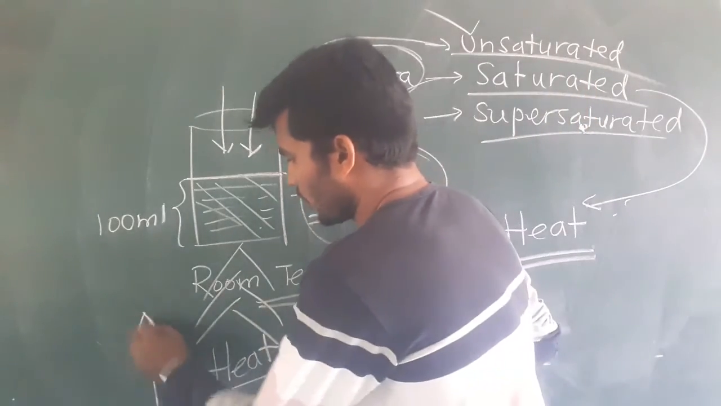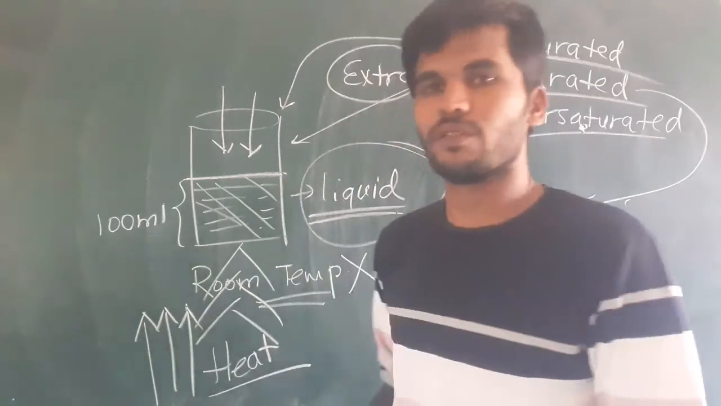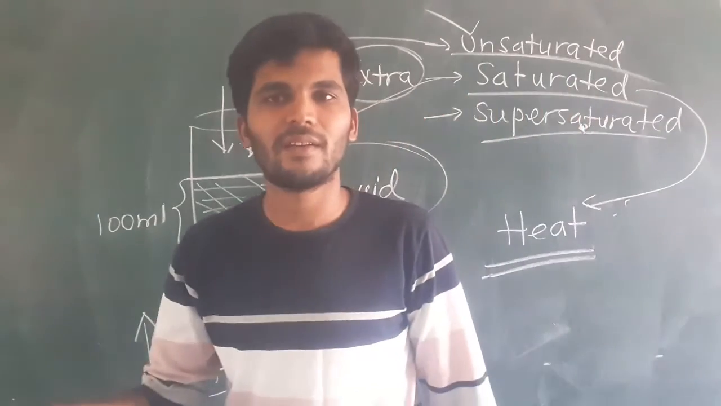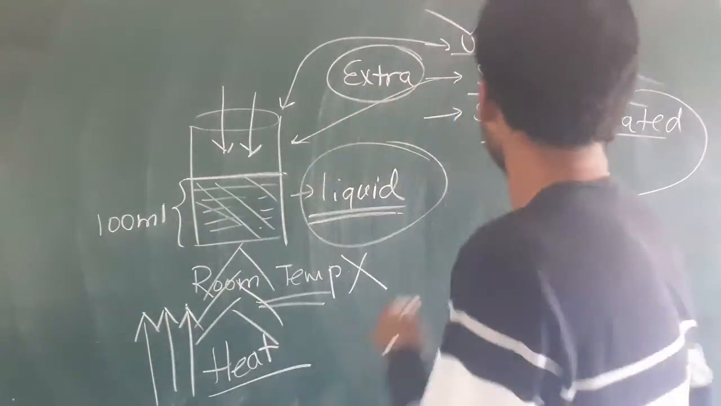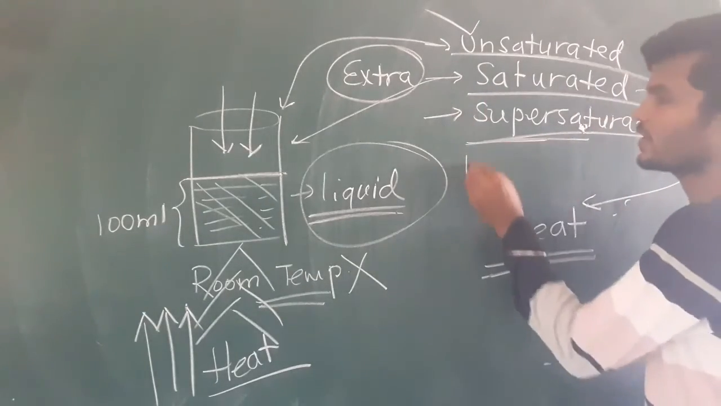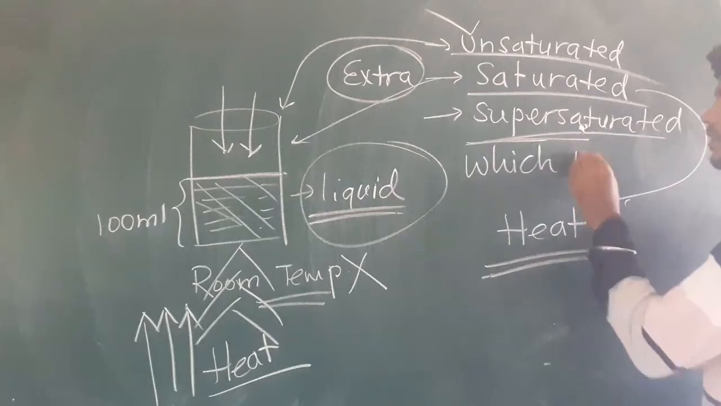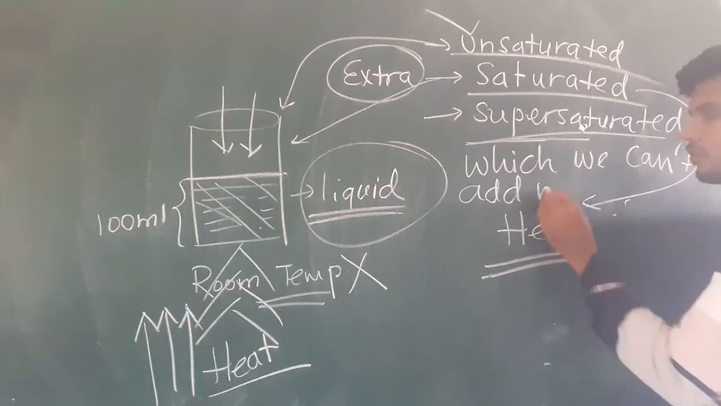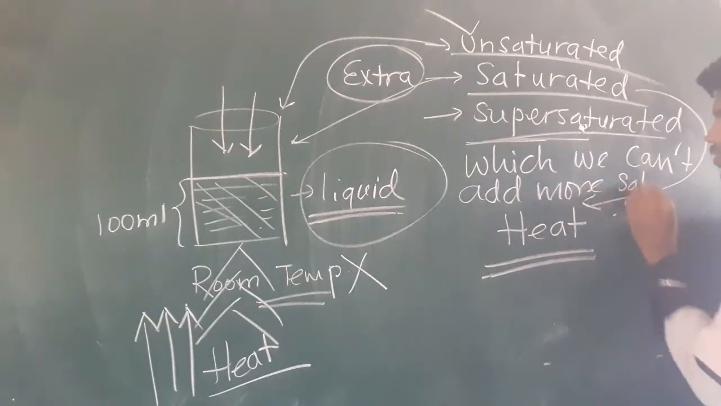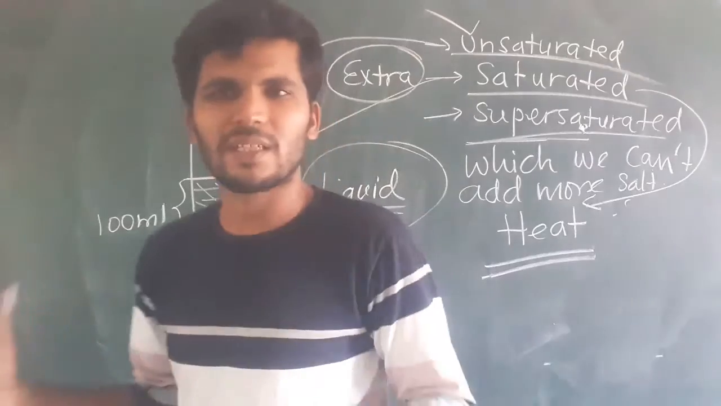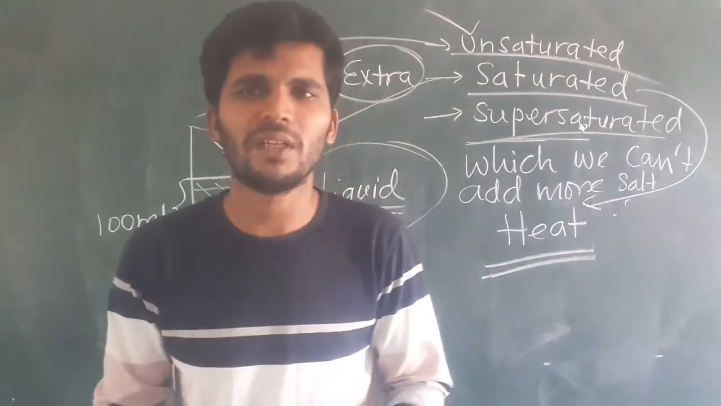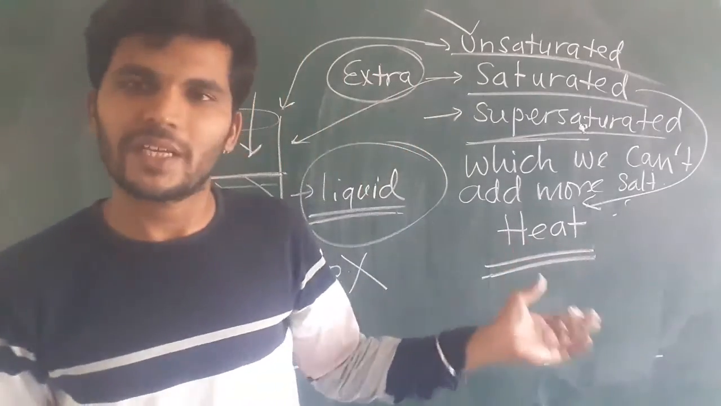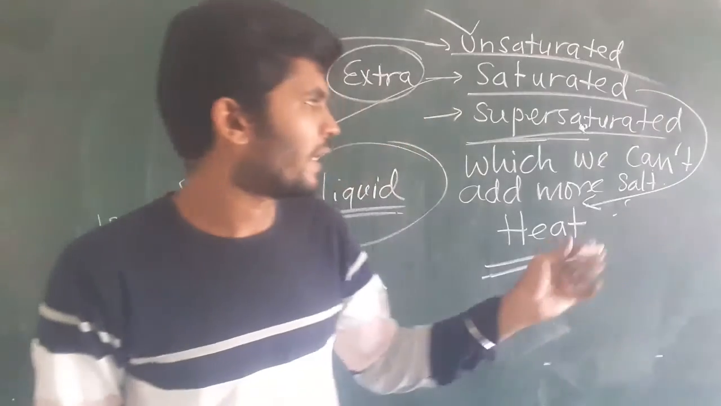We have increased the heat now. Heat is increased. So now what will happen? We can add some more salt, right? No, we cannot add. Supersaturated means a solution in which we can't add more salt or more solid. Here I am taking the example of salt because this is a common basic example. Otherwise we could take sugar, there are different things also. But here salt is a basic example and everyone can understand. So for that particular reason.